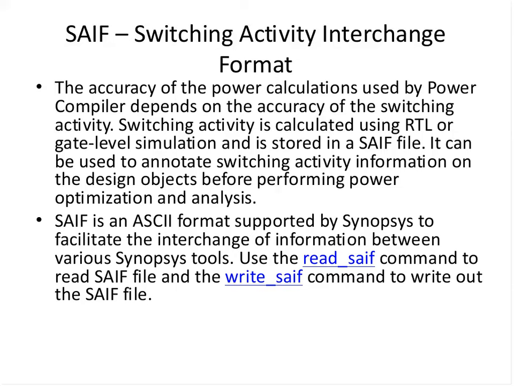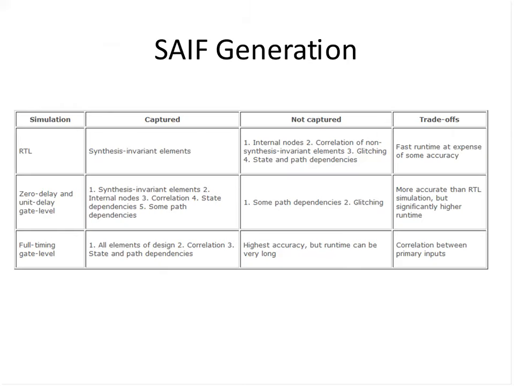So we generate the simulation data. SAIF generation can happen at multiple levels. First, it can happen at RTL level. What is captured? Synthesis invariant elements. What does synthesis invariant mean? All the registers would be captured, right? The registers are synthesis invariant. Or if you have used any hard coded cells, they will be captured. They are synthesis invariant, right? Invariant means they will not change after synthesis, they will stay. All registers inside always blocks. Some will be optimized off, obviously, but for SAIF purposes, we can say that they will stay, right?